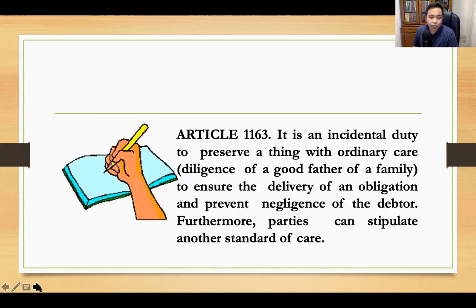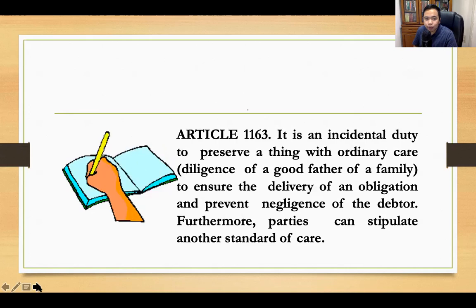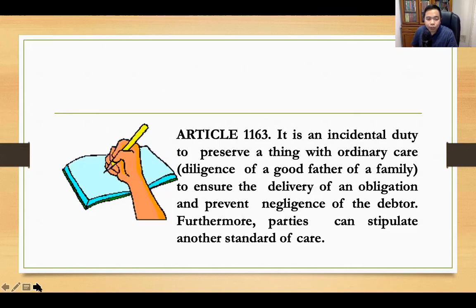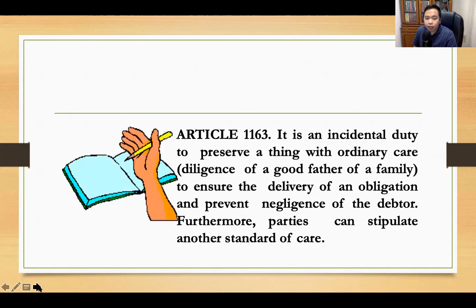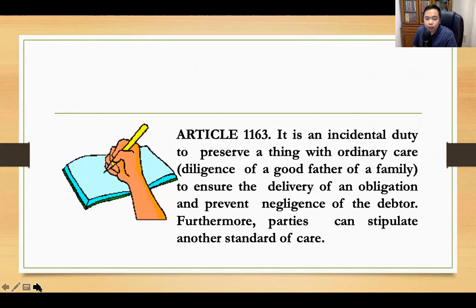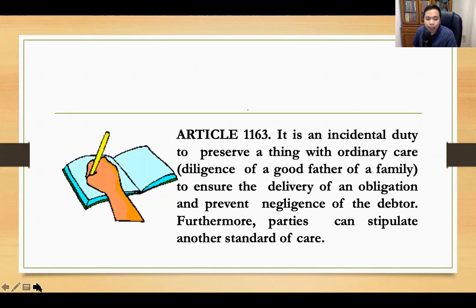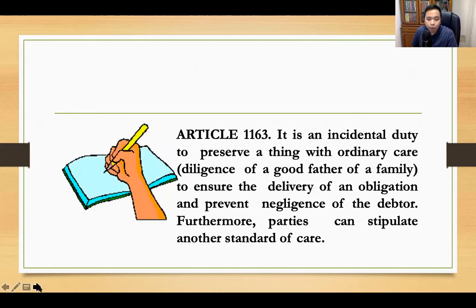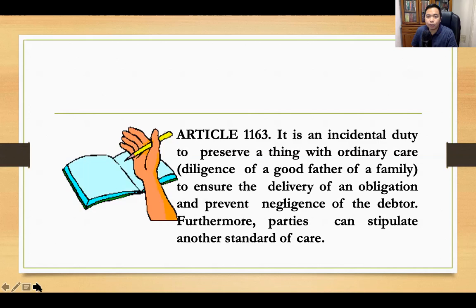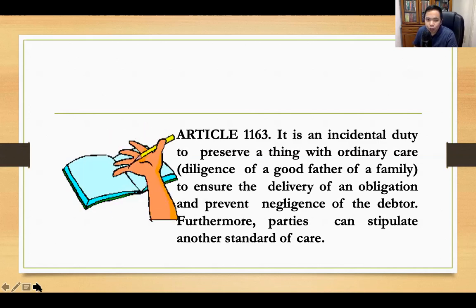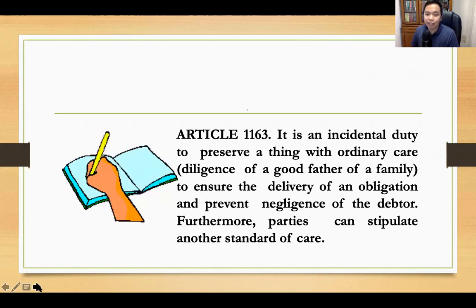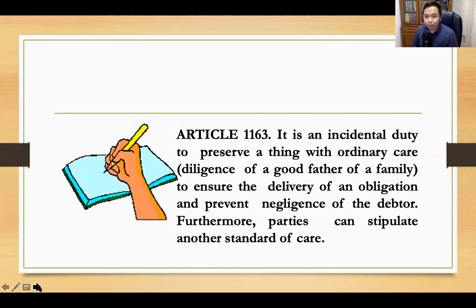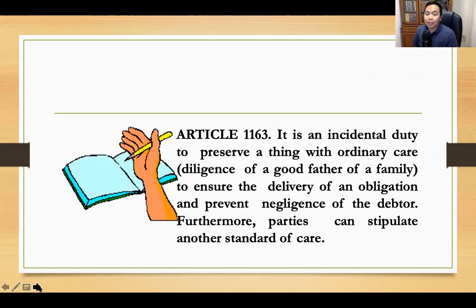Now, 1163, class. It is an incidental duty to preserve a thing with ordinary care or the diligence of a good father of a family to ensure the delivery of an obligation and prevent negligence of the debtor. Furthermore, parties can stipulate another standard of care. So class, if the obligation consists of delivery of a specific thing, then the law imposes what? The diligence of a good father of a family.